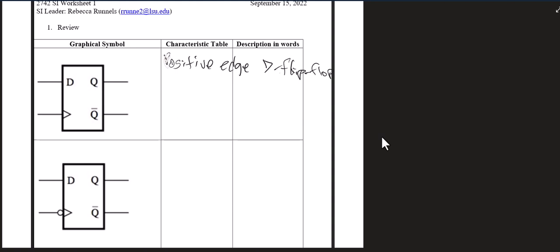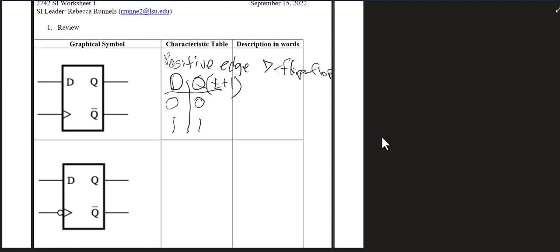And the characteristic table is like a truth table, and it's really easy for a D flip-flop. So I'll have my D input on the left and my Q output on the right, and I have Q(t+1), so that's what happens at the next clock cycle. And when D is 0, Q(t+1) is 0, and when D is 1, Q(t+1) is 1. So the D flip-flop just takes the signal that it gets, and that's what it outputs.